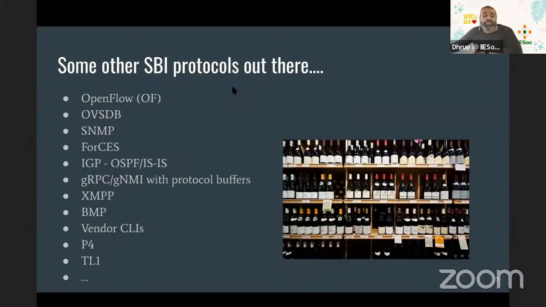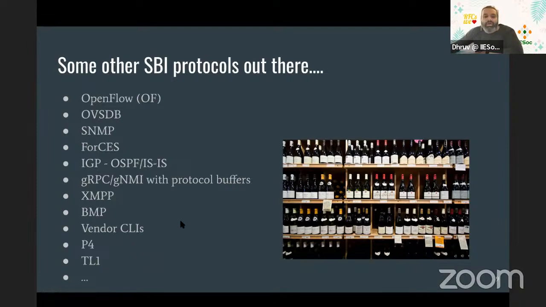Actually, if you look at any of the open source controllers, you will see there are so many SBI protocols out there. OpenFlow, of course, is one of the key ones, but even older ones like ForCES and SNMP; people still have telemetry information coming from SNMP, so they would like to receive that. BMP is another one, which is monitoring for BGP. There is a new one like P4. Optical people would use TL1. So, all various protocols via which a controller can reach a device.